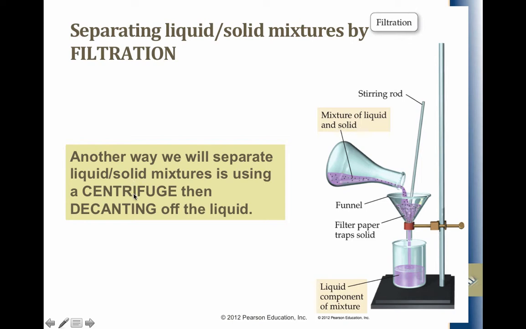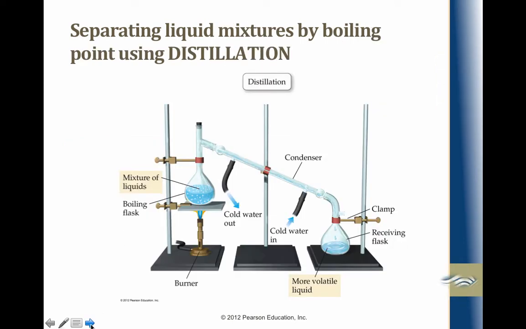Another thing we'll do is we'll use a centrifuge, which is a fast spinning device, and we'll have test tubes in that, and it forces all the solids to the bottom of the tube as it spins fast, and then we can do the technique of decanting off the liquid, leaving the solids behind on the bottom of the test tube.